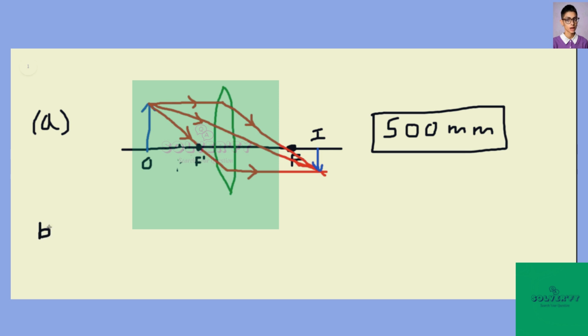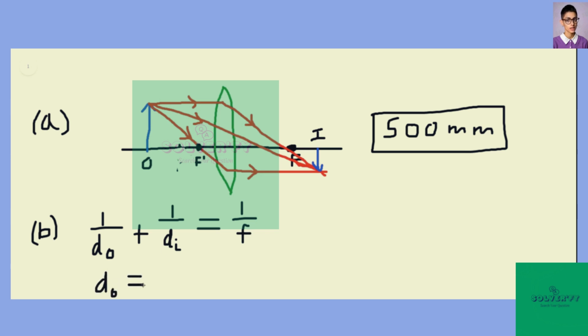So then for part B, we're going to go ahead and do the calculation. So we have the equation 1 over the distance to the object plus 1 over the distance to the image is equal to 1 over the focal length. Therefore, the distance to the object is equal to the focal length times the distance to the image divided by the distance to the image, d sub I, minus the focal length.